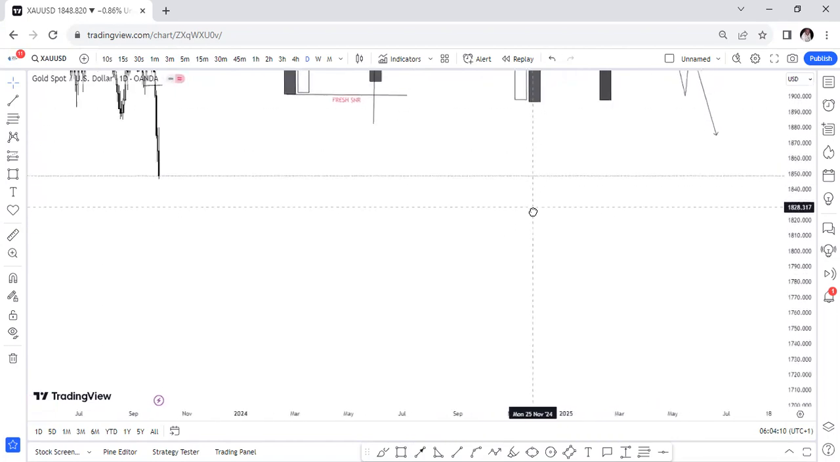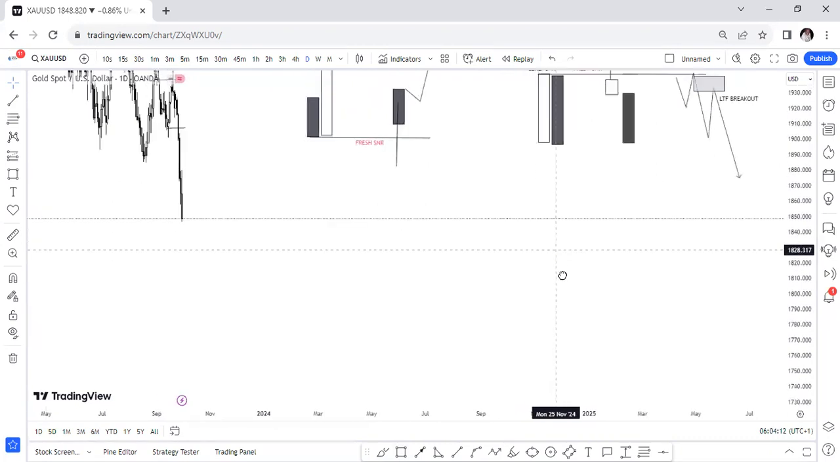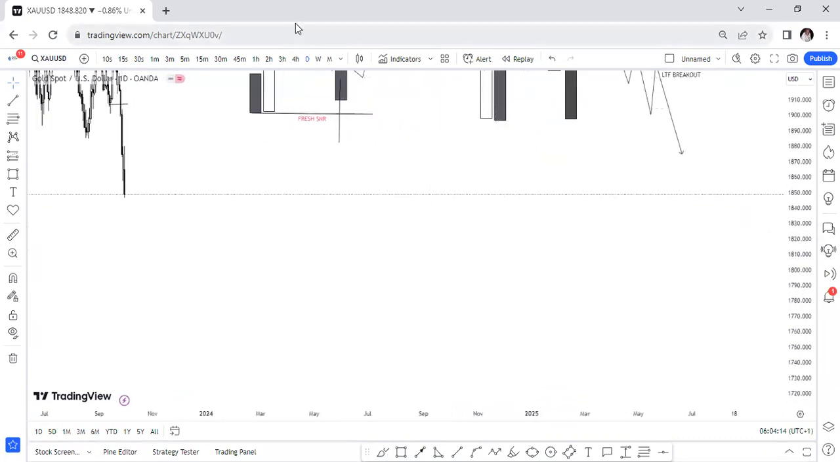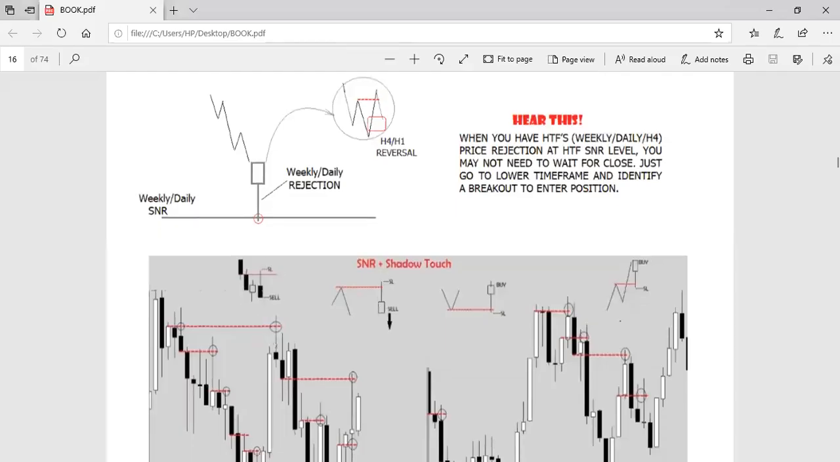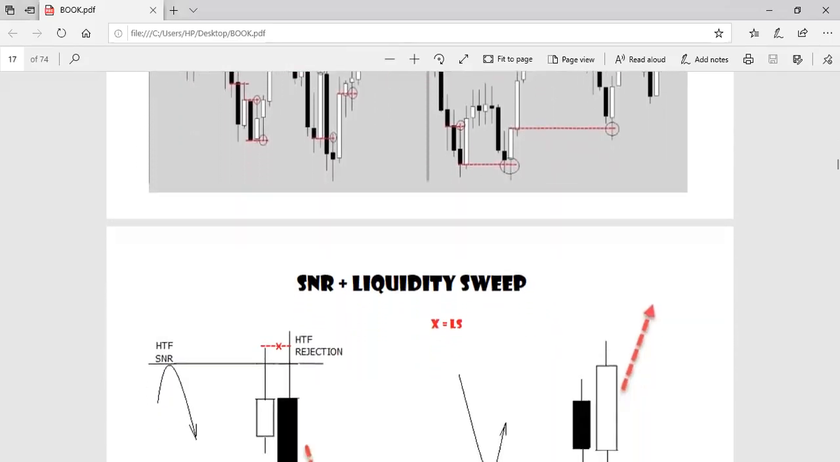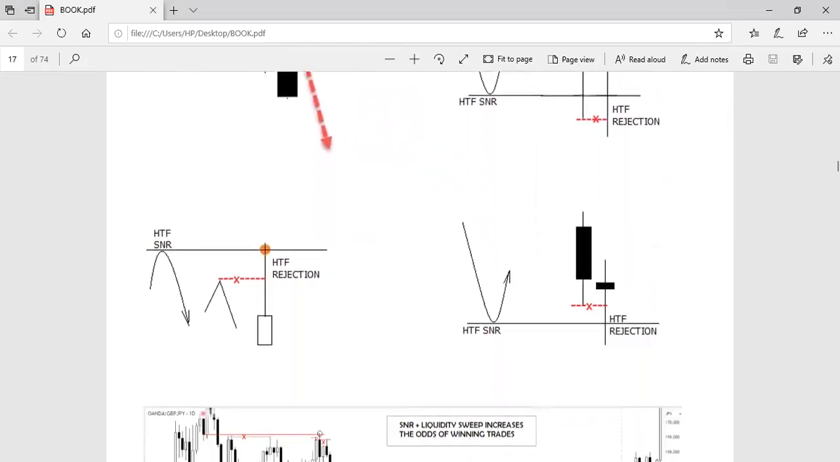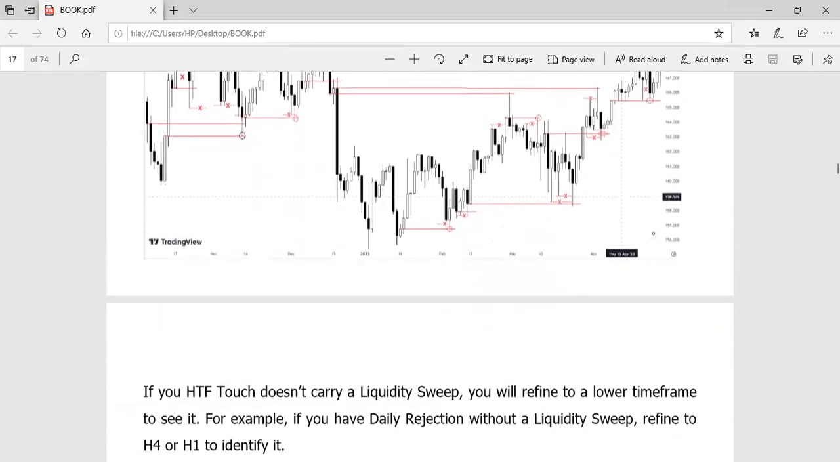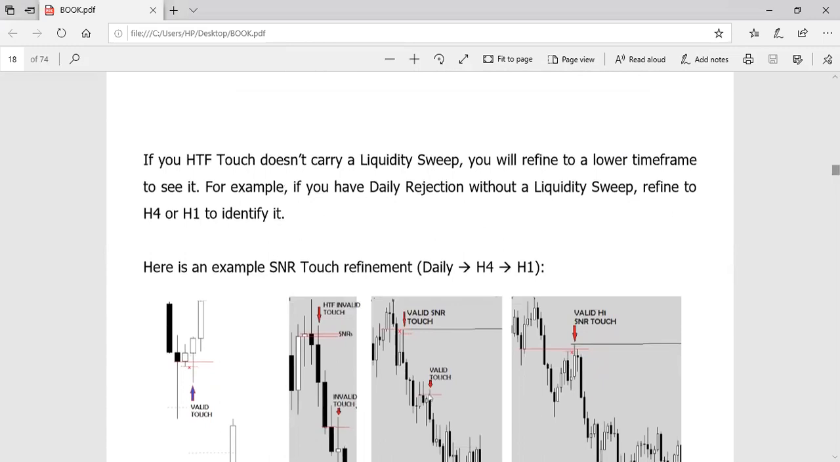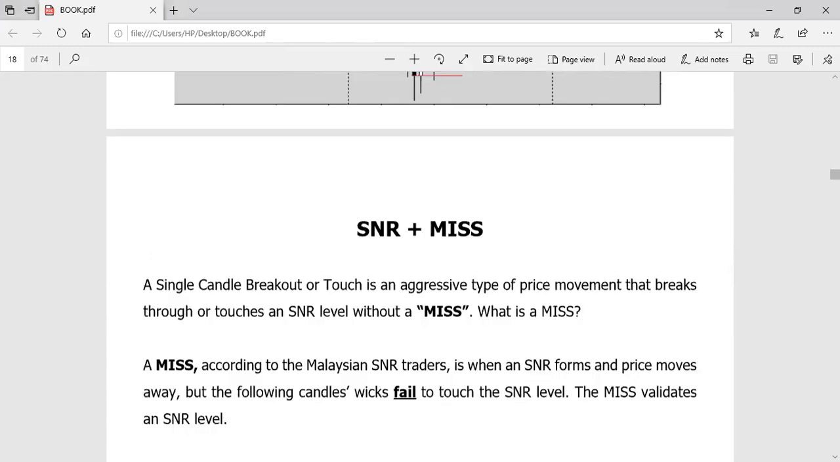Then the next one, we talk about the SNR and miss. What is a miss? A miss is simply a candlestick that fails to touch a level of an SNR. A candlestick that fails to touch a level of an SNR is called a miss. So if a candle does not have a miss, we call it a single candle breakout or touch.